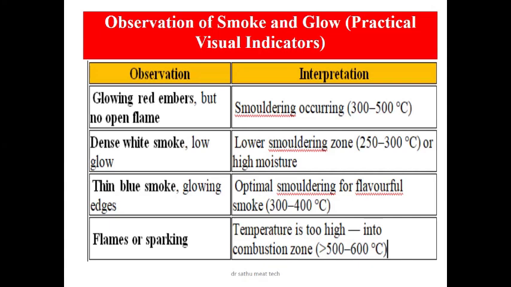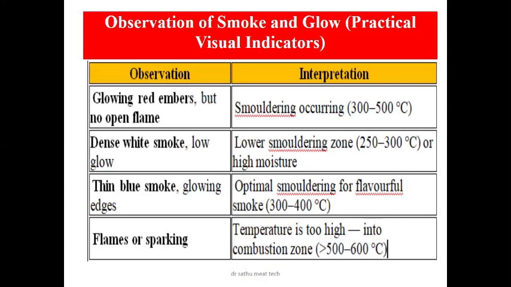Dense white smoke means low glow. If the red glow is not there and the smoke coming out is dense white smoke, it means the smoldering is not proper or low smoldering is taking place, around 200 to 300 degrees centigrade, or the wood may contain high moisture, so partial smoldering is taking place. Thin blue smoke with glowing edges means the glowing is very good and the smoke color is thin blue smoke.